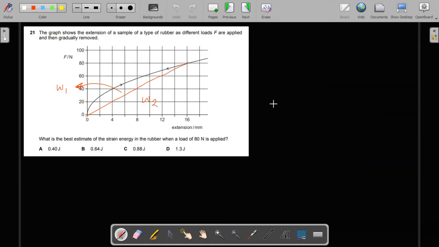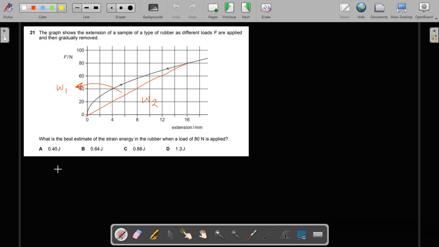Question 21. In this question, it is asked what is the best estimate of the strain energy in the rubber when a load of 80 Newton is applied? So from 0 to 80 Newton, you can draw a straight line, find the area under this straight line, which is W2. And then you can add it with W1 to find the best estimate of the strain energy. Because when we have a graph of F against extension, the area under the graph shows the strain energy.